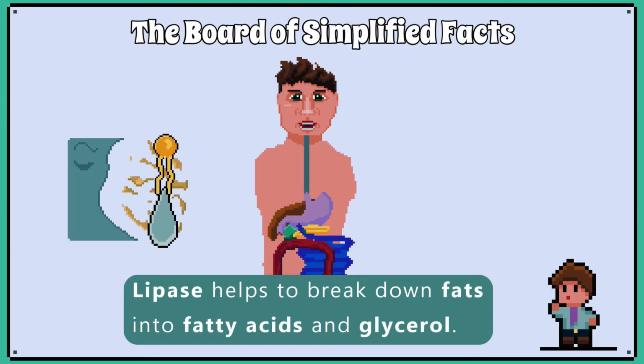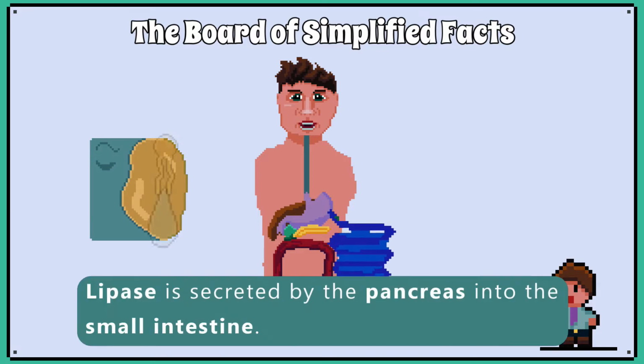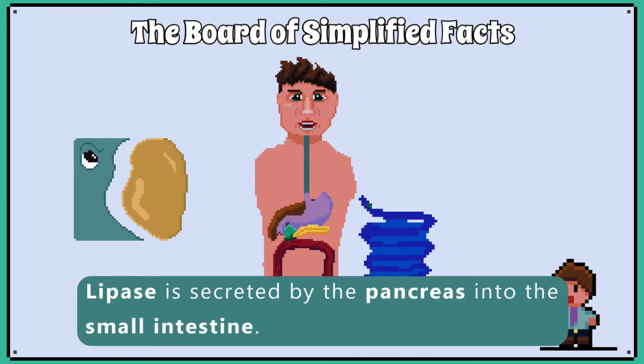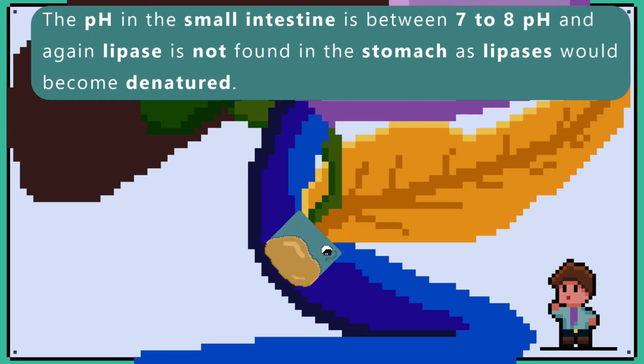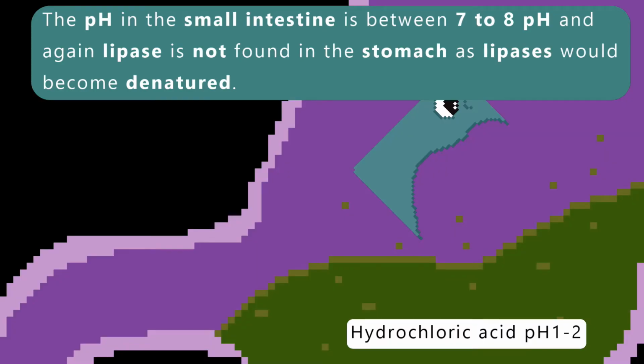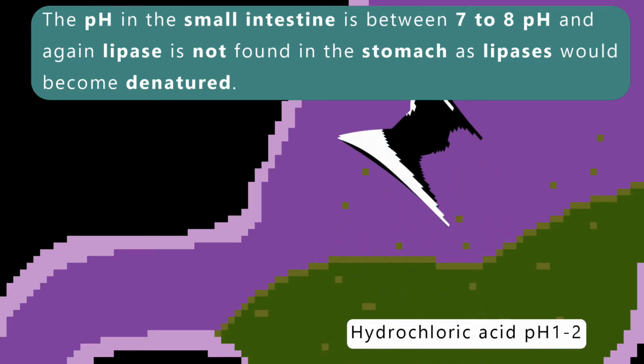Lipase helps to break down fats into fatty acids and glycerol. Lipase is secreted by the pancreas into the small intestine. The pH in the small intestine is between 7 and 8. And again, lipase is not found in the stomach, as lipases would become denatured in the stomach.